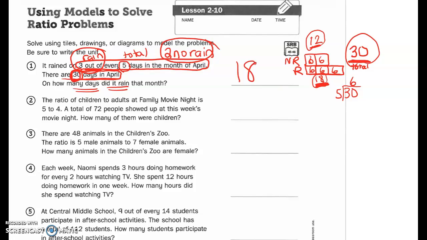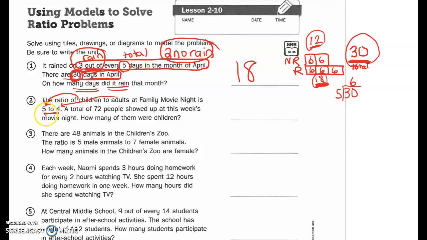All right, I'll show you how to do the second one. The ratio of children to adults at a family movie night is 5 to 4. So I know that because they wrote the word children first, that 5 goes with children, and adults 4. A total of 72 people showed up at this week's movie night. How many of them were children?